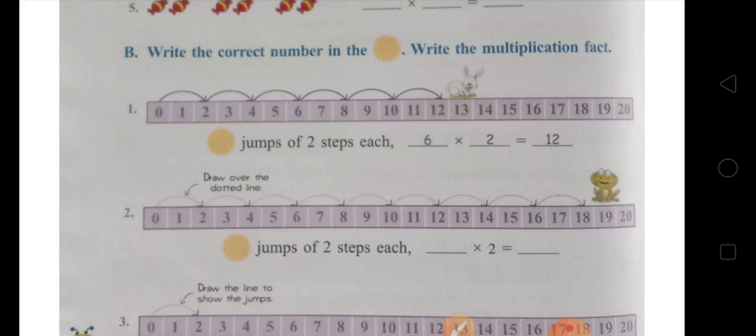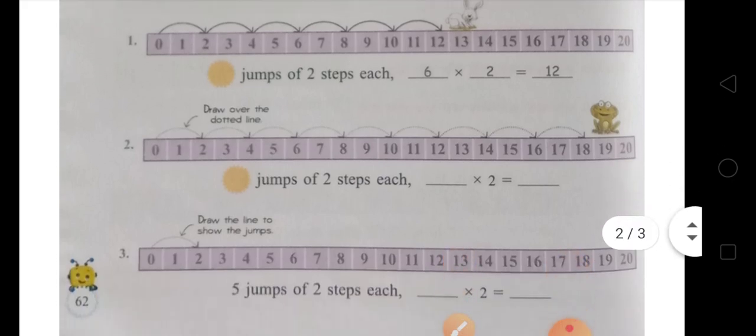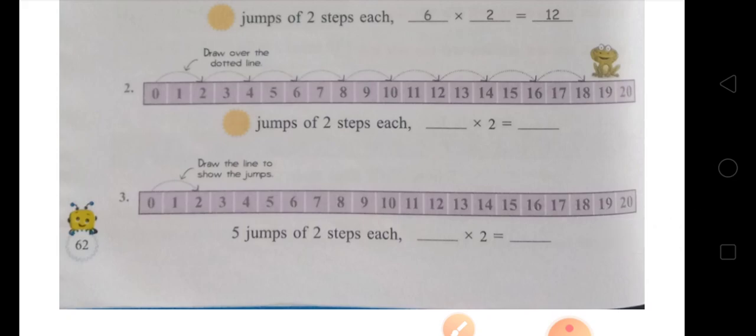Okay, in second you have to draw over the dotted line. And then you can see here that the froggy jumps 0 to 2, 2 to 4, 4 to 6, 6 to 8, 8 to 10, 10 to 12, 12 to 14, 14 to 16, 16 to 18. You can see here that the number of jumps is 9. And in each jump there are 2 steps.